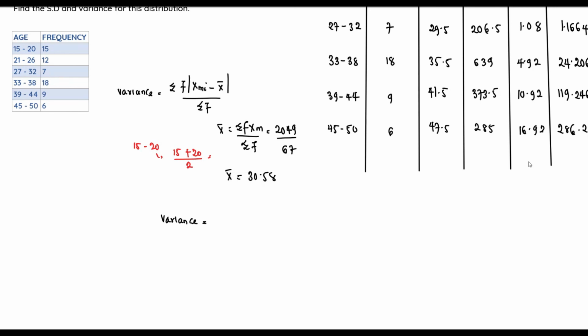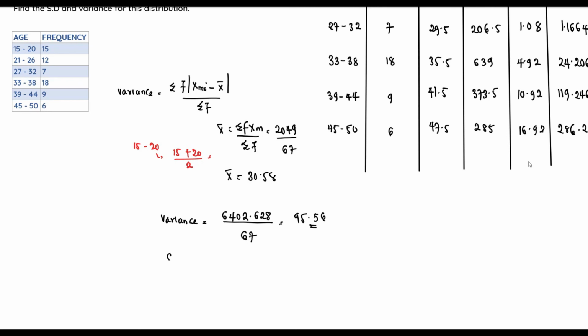So that means our variance is going to be equal to 6402.628 divided by summation f, which is 67. When we do the math, we have our answer to be 95.56, approximated to 2 decimal places. So the variance of our data set is equal to 95.56.